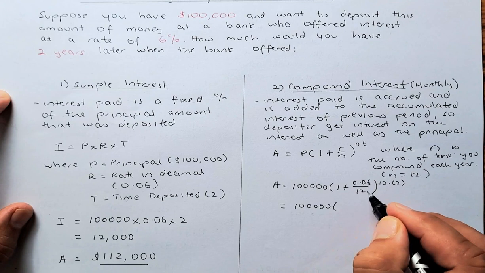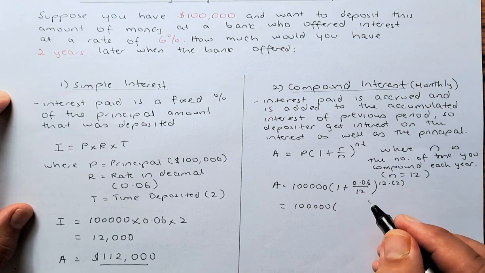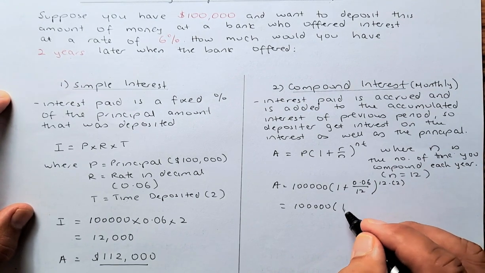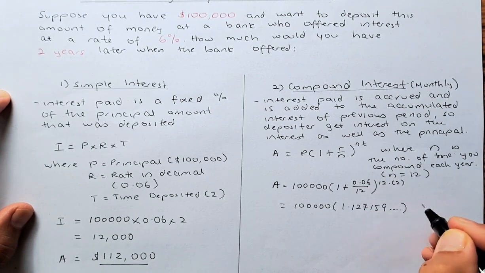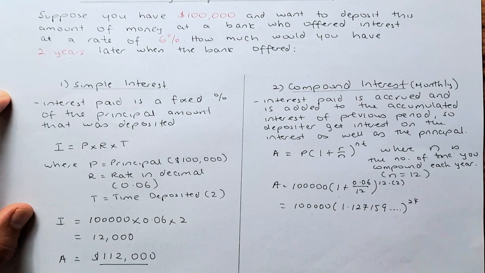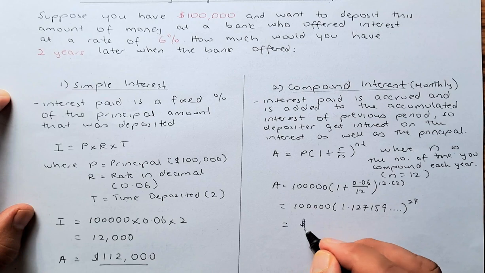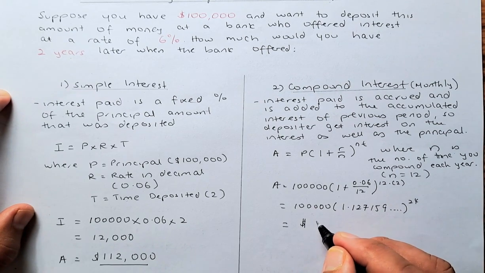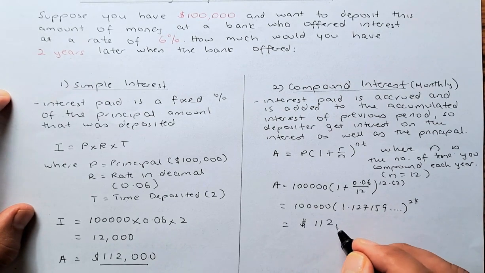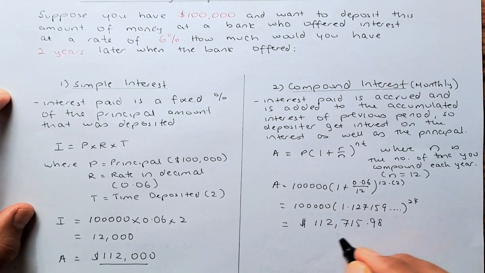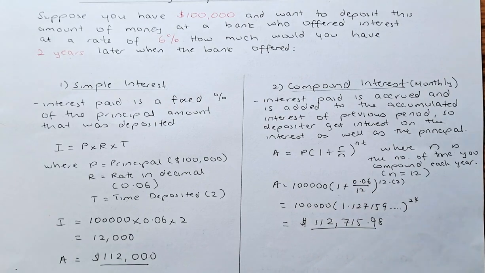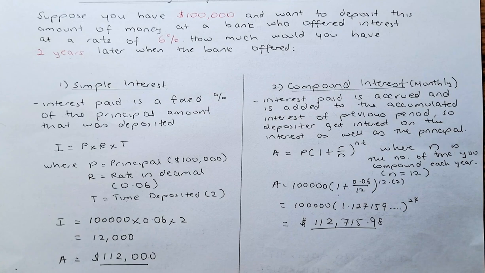And then this part is going to be 1.127159 and a bit more to the power of 24. Okay? And if you put it in a calculator, the amount is going to be 112,715.98.